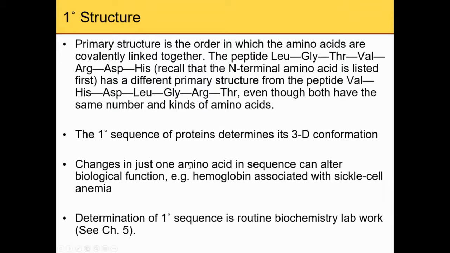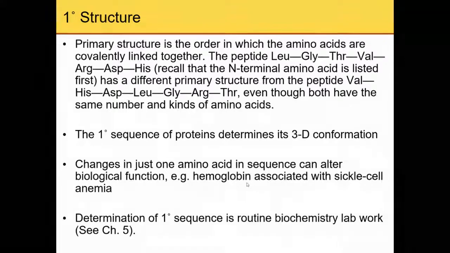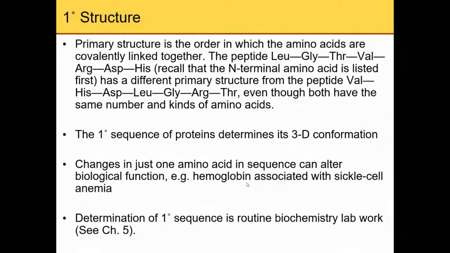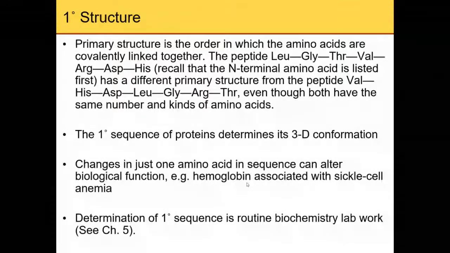The primary structure sequence of a protein can determine the three-dimensional conformation. Change just one amino acid and that will alter the biological function. The most important example is hemoglobin associated with sickle cell anemia, because they change the number 6 amino acid in the peptide, and then they change the biological function. So that's the primary structure.